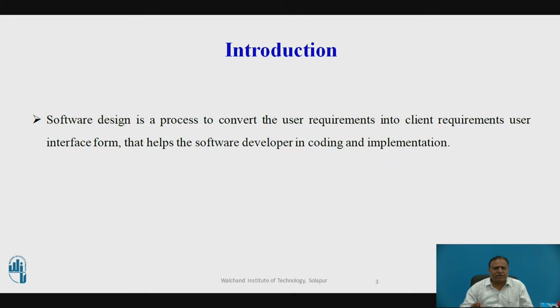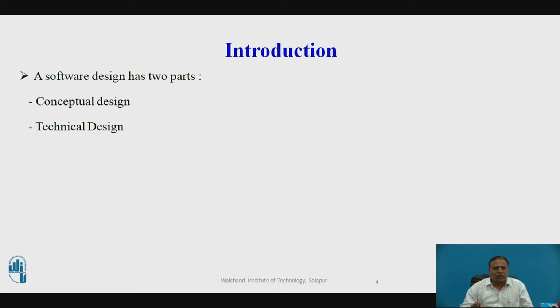To transform requirements into a working system, designers must satisfy both the customers and the system builders. The customer should understand what the system is trying to do. At the same time, the system builders must understand how to accomplish it. The design is split into two parts, as shown in the figure, and is an iterative process. A software design has two parts, the conceptual design and technical design.